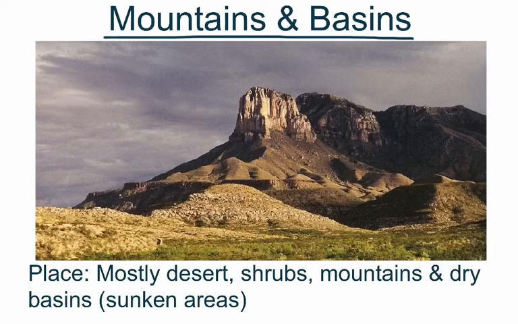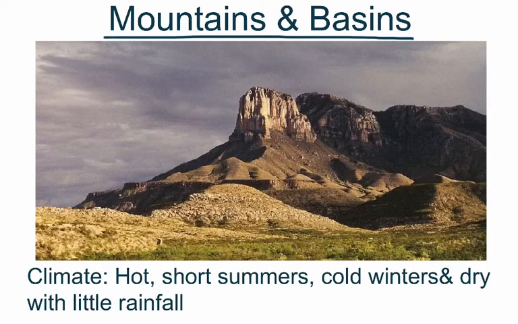Now, the expected weather over time in the Mountains and Basins region is hot and short summers, cold winters, and dry with very little rainfall. As you can see in this picture, guys, it doesn't look like it rains very much. It's very dry, and the vegetation here is very, very little.